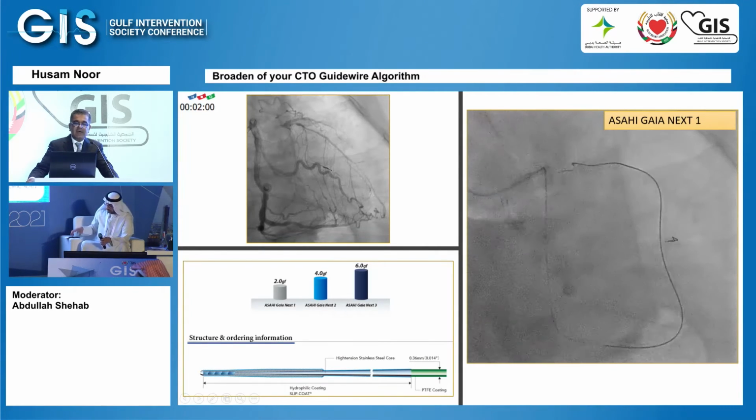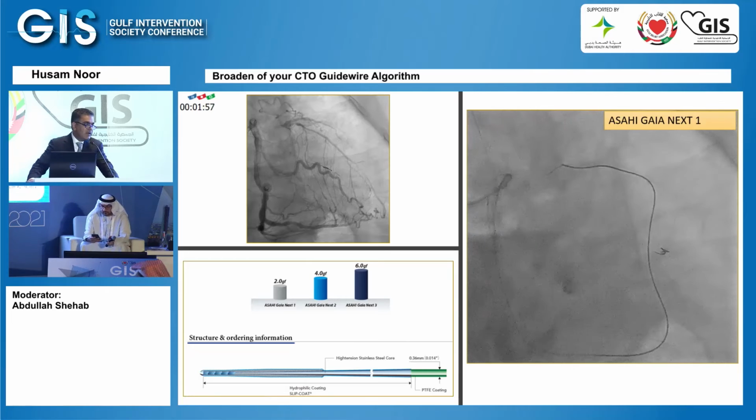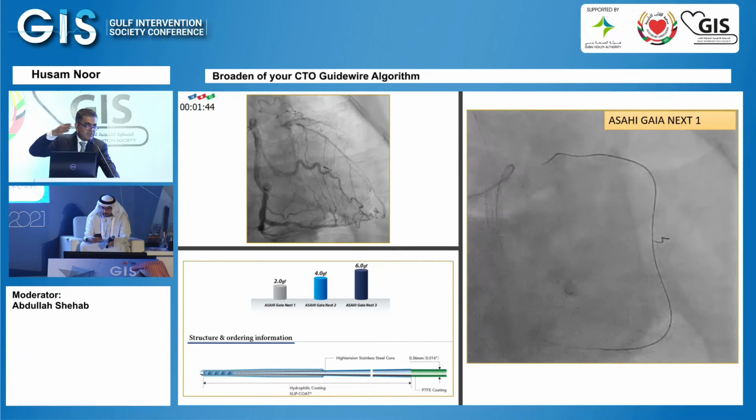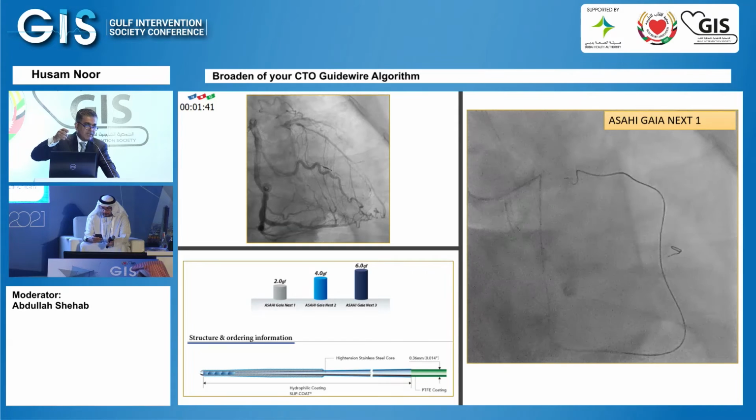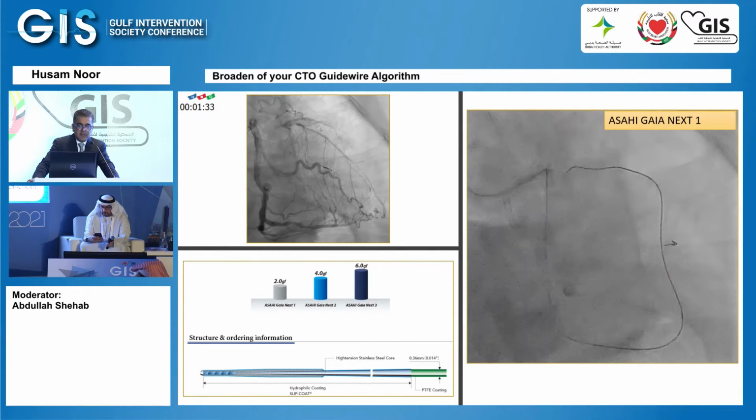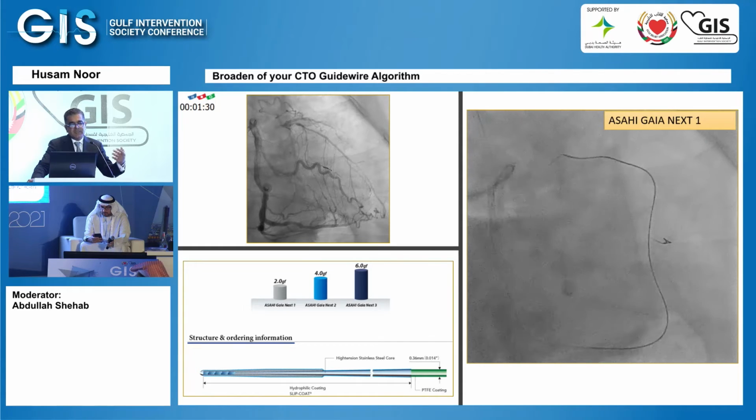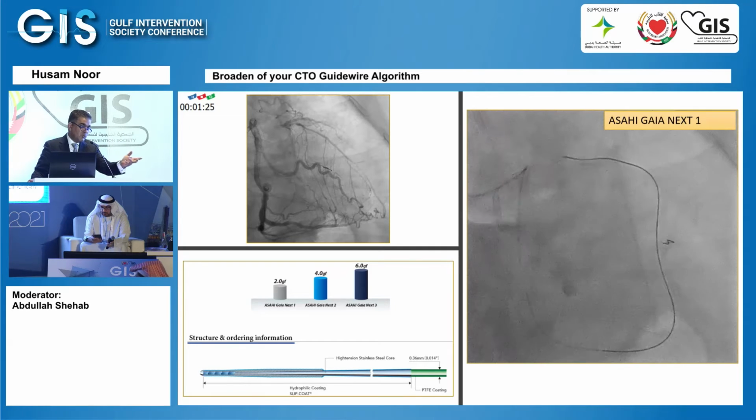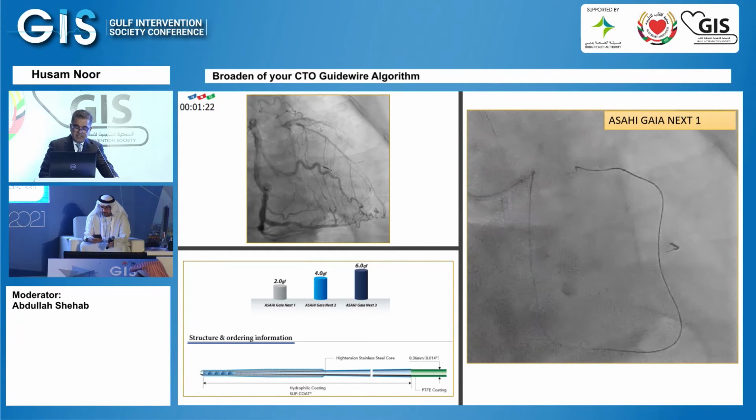We just had the Gaia Next 1 available, so I thought, okay, let's try the Gaia Next 1. One technical trick about the Gaia Next series of these wires: if you turn counterclockwise it becomes straight, like a knife, and when you go clockwise, it actually becomes softer. Even with the Gaia Next 1, we could not actually cross retrogradely. And by the way, the tip load of the Gaia Next 1 was less than the Gladius, so this was expected, but I only had 1 wire of this and 1 wire of the Gaia Next 2. So I decided, okay, let's escalate further.